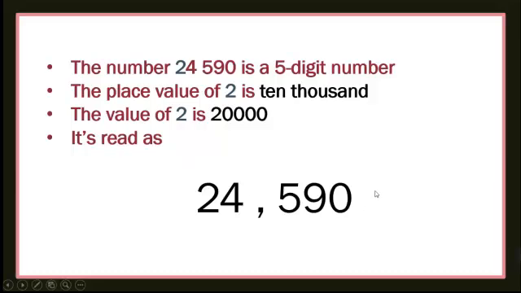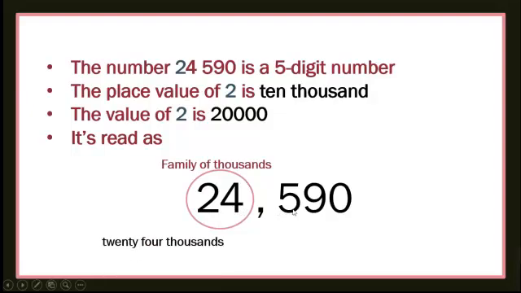I will start from the right, count the first 3 digits, put a comma, and the rest of the number I will make as a package because it's the thousands family. I will read it first. It will be 24,000, then 590.